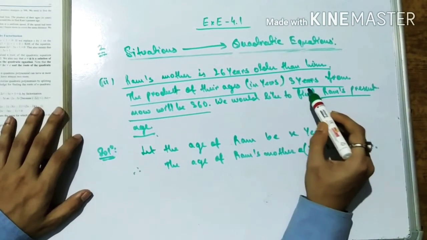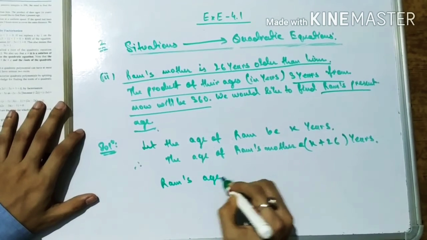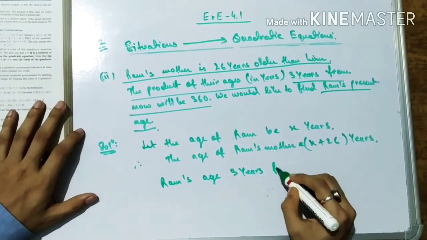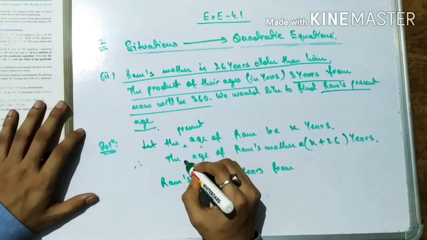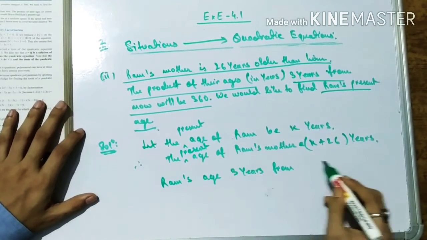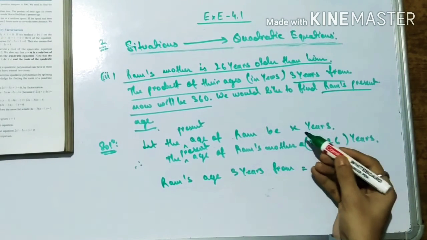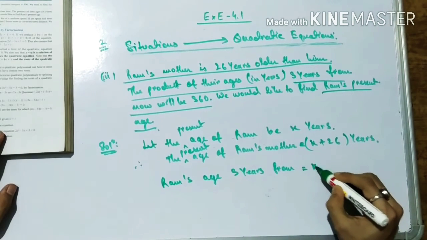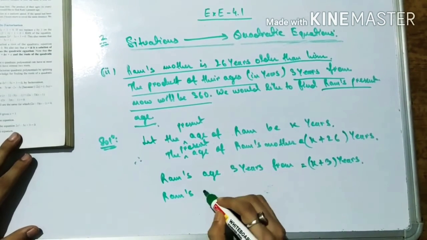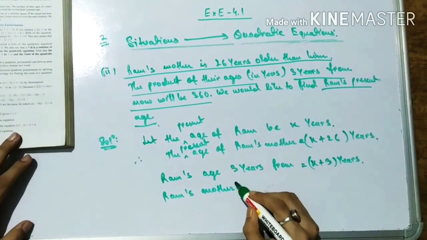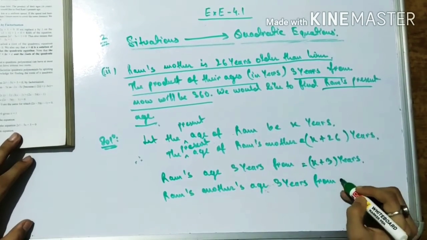The product of their ages 3 years from now. So next I will write Ram's age 3 years from now. Let the present age of Ram be x, and the present age of Ram's mother as well. Ram's age 3 years from now: his present age is x years, so 3 years from now, his age will be x plus 3 years. And Ram's mother's age 3 years from now.